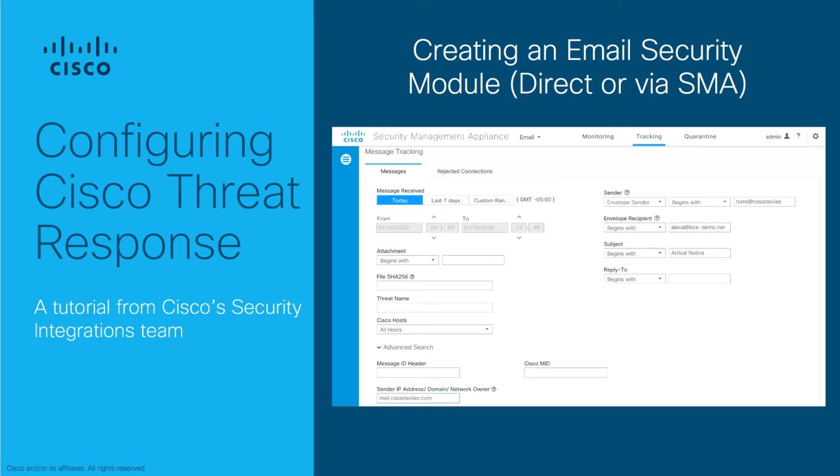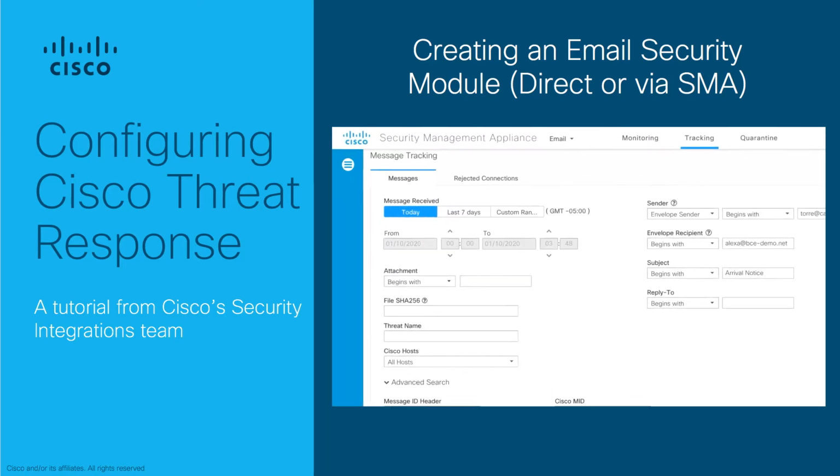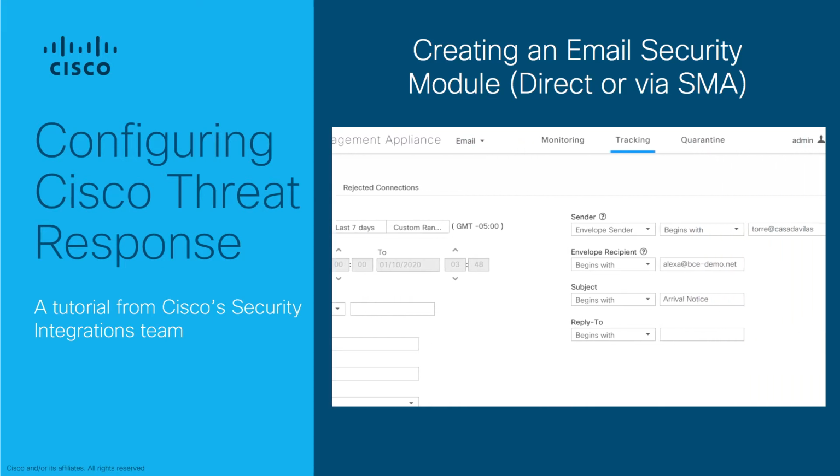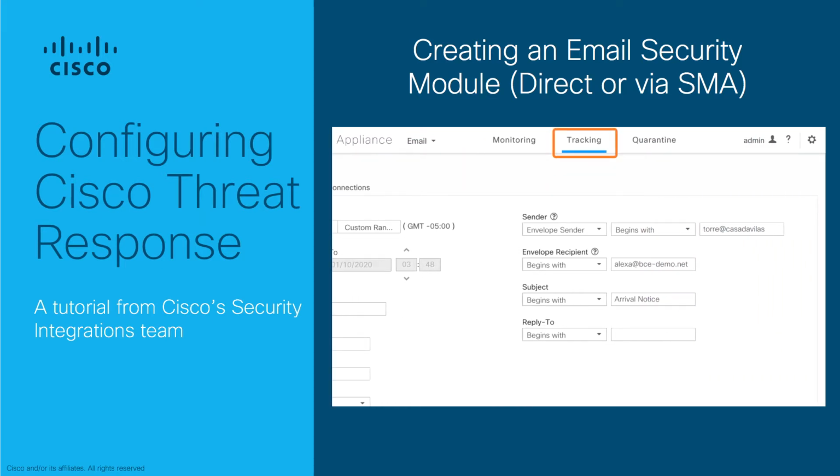Welcome to another episode of Configuring Cisco Threat Response. I'm Adi Shankar from Cisco's Security Integrations team, and in this tutorial, we'll walk through creating an email security module in Threat Response. There are two methods of configuring the module, either directly from the email security appliance or using the security management appliance. SMA centralizes the reporting and tracking of multiple email security appliances.